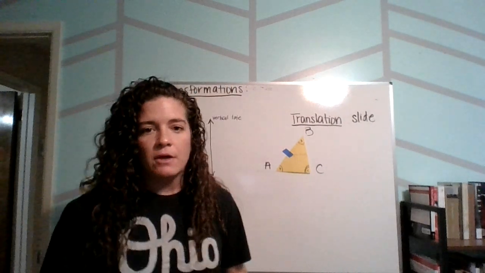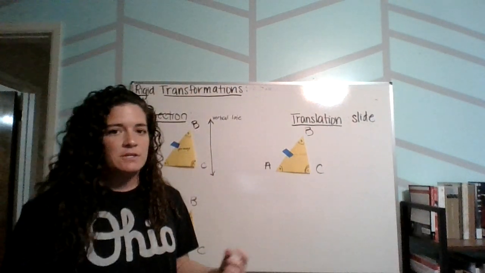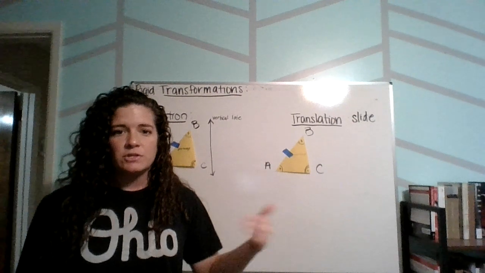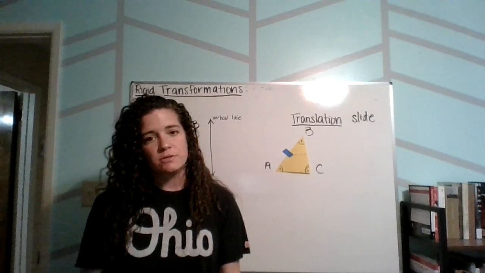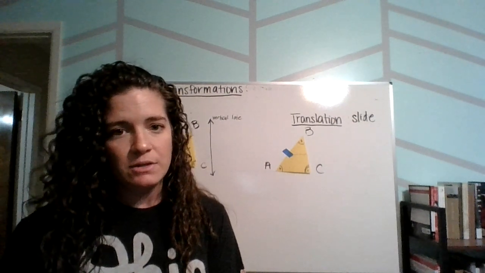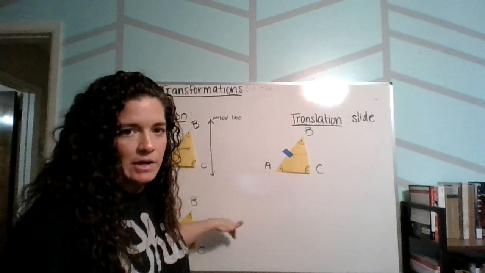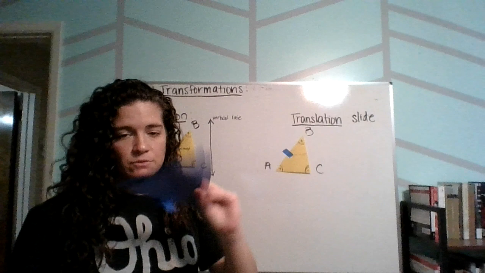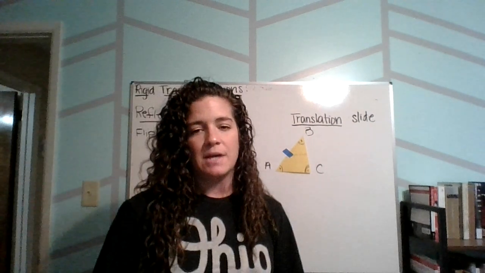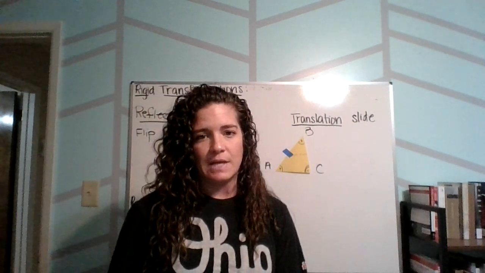The other important thing about transformations is you need to know which one's the image and the pre-image. Actually, the pre-image is the first one. So whatever we start with is going to be the pre-image, which is all of our yellow triangles, and then our blue triangles are going to be the image, what happens after we either flip, turn, or slide it.